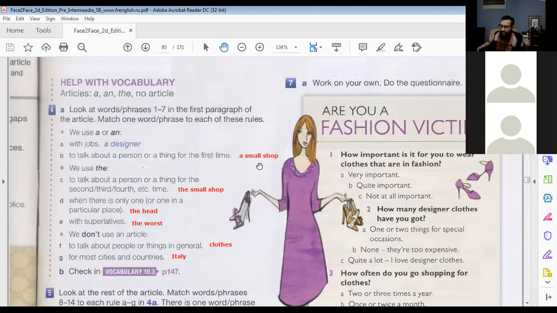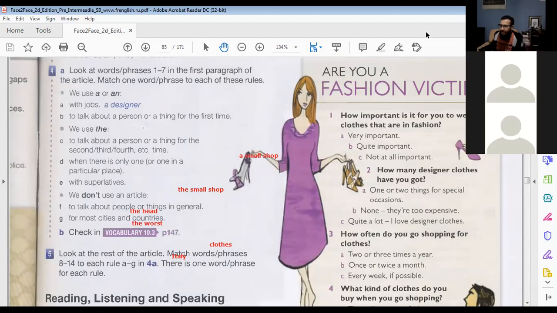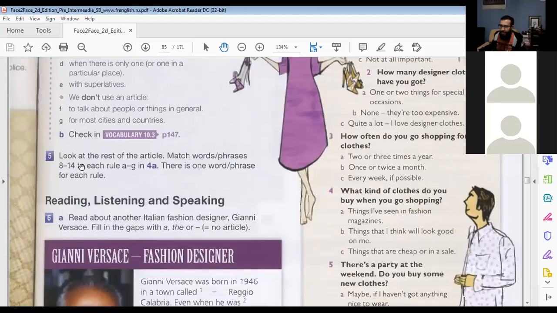We don't use any article. All right, so in our next question, it says, look at the rest of the article, match words and phrases to each rule. There is one more. Okay, I think we did this together.